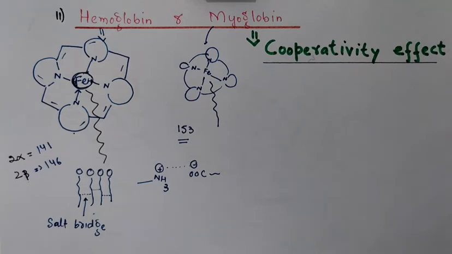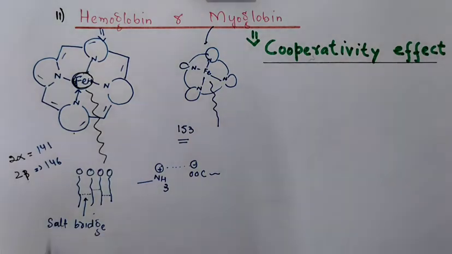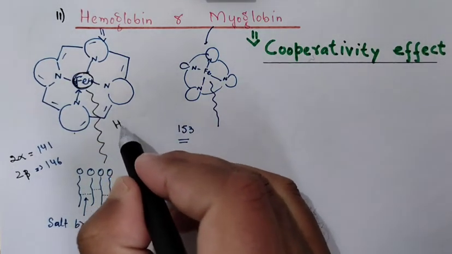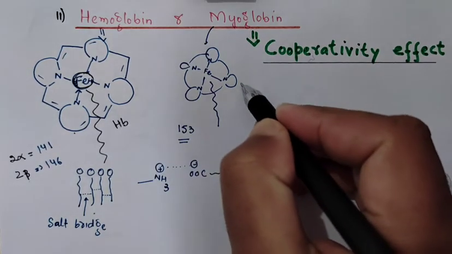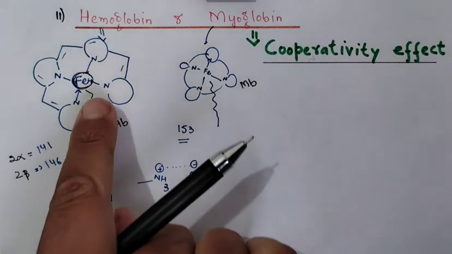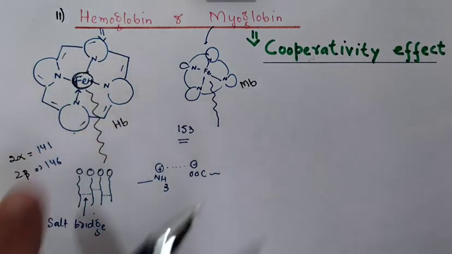Now, what do we mean by the cooperativity effect? This is the structure. So what happens in the cooperativity effect? This state is the normal state of hemoglobin or myoglobin. When you say hemoglobin, write down Hb; when we say myoglobin, write down Mb. Fine. So in hemoglobin, normally the iron is above this ring, so it's like a pyramid structure. Why?